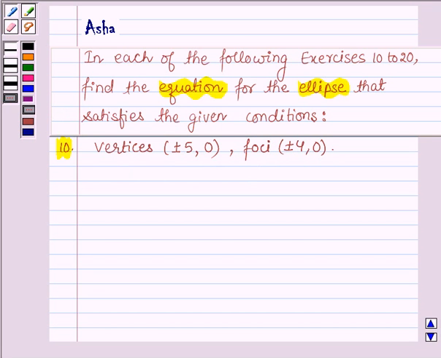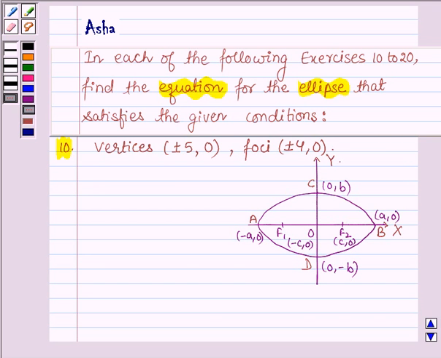Now by the definition of ellipse, we know that it is the set of all the points in a plane, the sum of whose distances from the two fixed points in a plane is constant. Suppose this diagram represents the ellipse, here the major axis is along the x-axis, as we can see. Some parameters of the ellipse are also shown in this figure. F1 and F2 are the foci. Line AB is the major axis and CD is the minor axis. Points A and B are the two vertices.